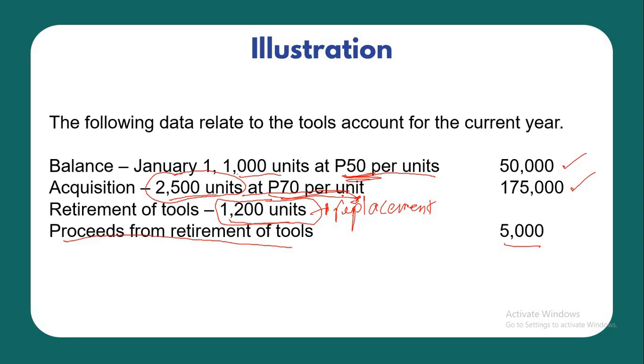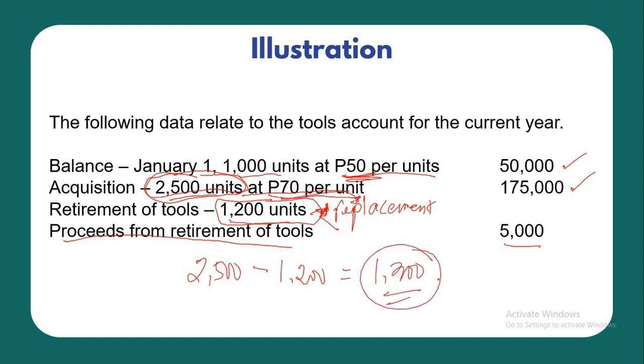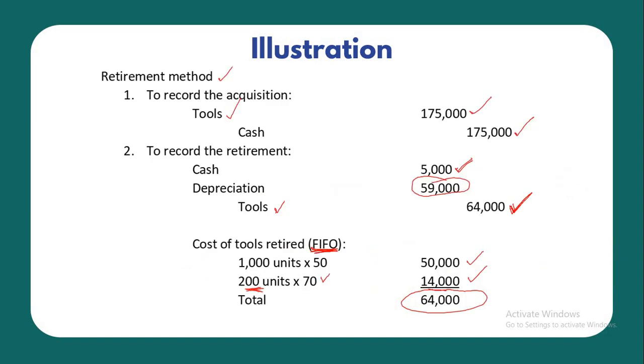Again, 1,200 of this 2,500 will serve as replacement of the tools retired. And therefore, the remaining, how much is it? 2,500 minus 1,200 replacement. So, therefore, it is 1,300. So, this 1,300 will be treated as new acquisition. So, only the new acquisition, not the whole 2,500. So, how do we account for that?